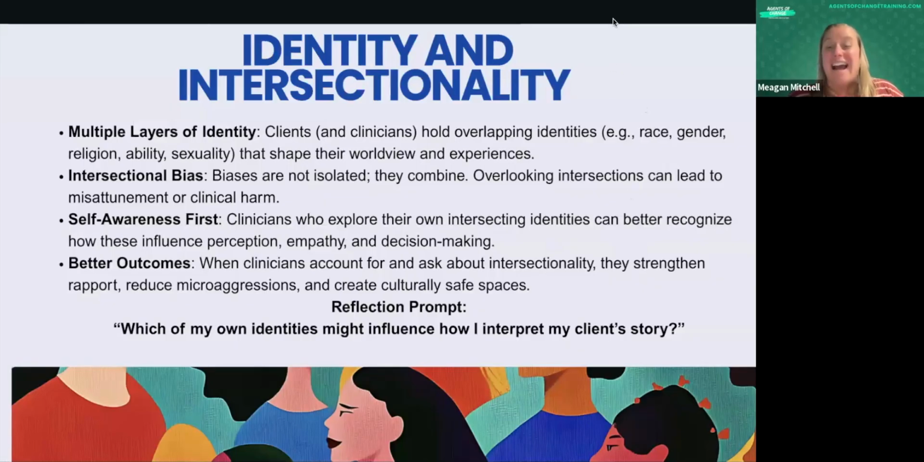Also, when clinicians ask these questions in appropriate ways, they strengthen their rapport. We're reducing those microaggressions. We're creating safe spaces, and that's going to help the therapeutic relationship. Okay. You can feel free to share this in the chat, or it can just be a personal reflection. But something I want you to think about right now is which of your own identities might influence how you interpret a client's story. So just think about that.